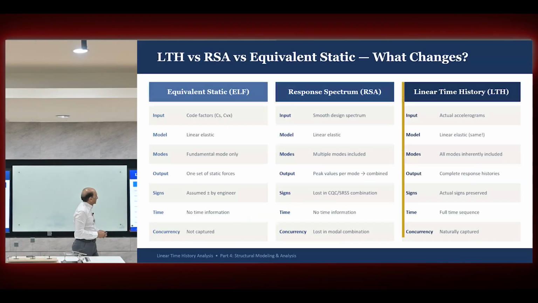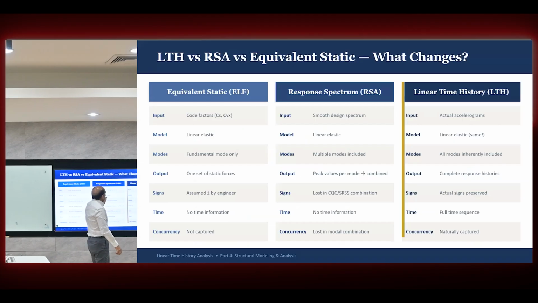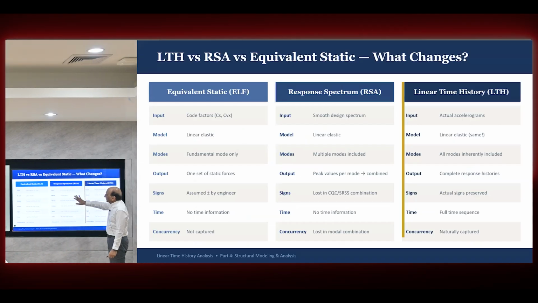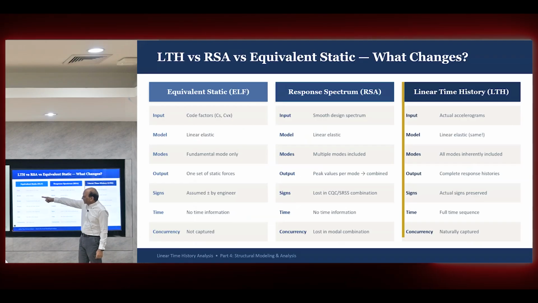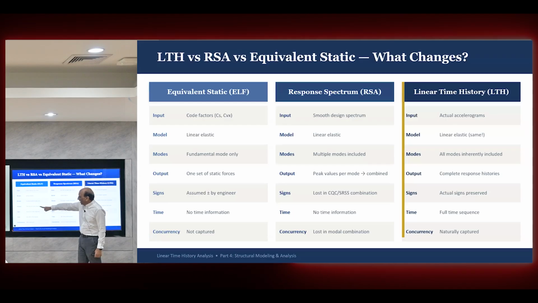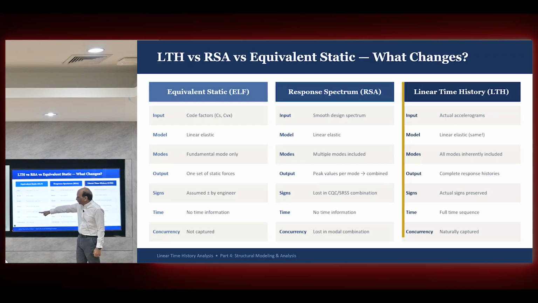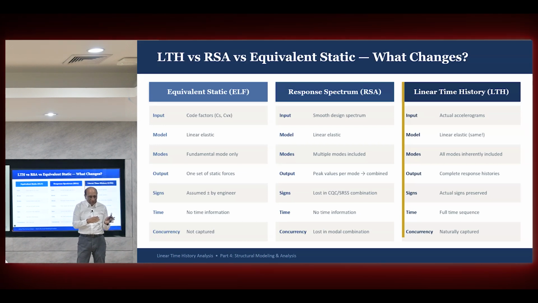Let's now compare. This is equivalent static, this is response spectrum, this is linear time history, and you see linear methods. So I already told you linear, this one is input is code factors, model is linear, modes are fundamentally only one fundamental mode, output is one set, signs are assumed by the engineers. Whether you apply the earthquake to the left or the right is assumed by you.